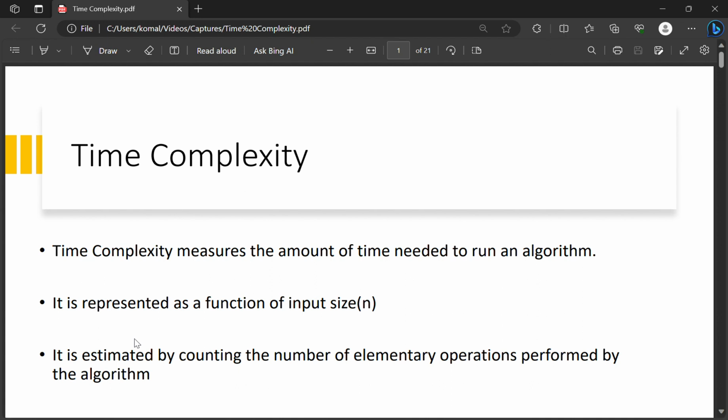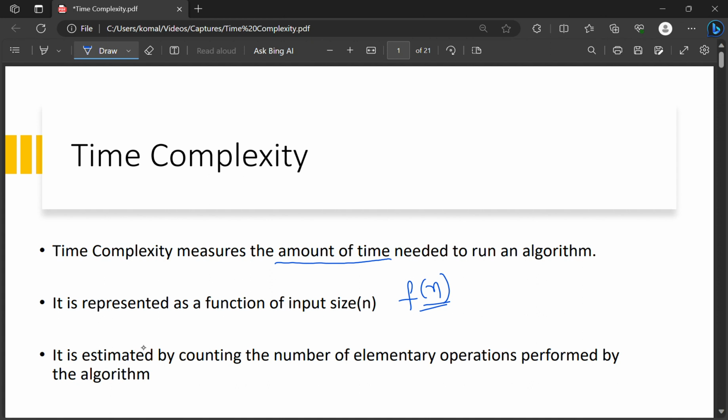So what is time complexity? Time complexity measures the amount of time needed to run an algorithm. This amount of time can be measured in any computational unit such as seconds, minutes, milliseconds, microseconds, nanoseconds, etc. Then the time complexity is always described as a function of n. What is n here? N is nothing but input size. That means the size of the elements on which some algorithm is going to be performed.